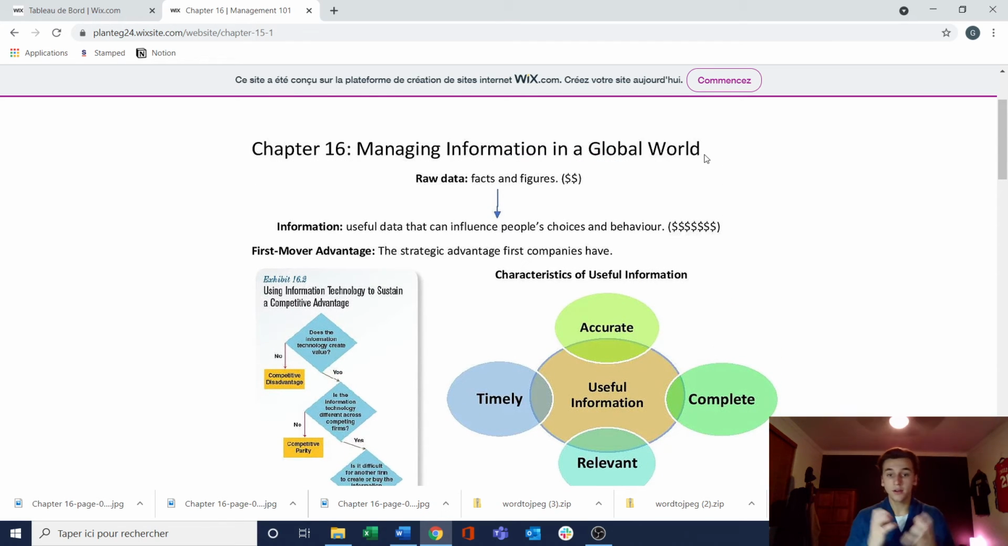So first of all, there's a lot of raw data, and then this raw data, you change it into information, useful data that can influence people's choices and behavior. There's the first mover advantage, the strategic advantage the first company has.